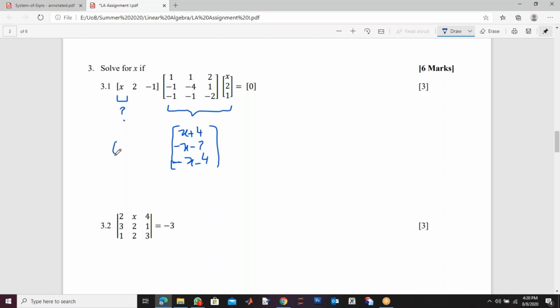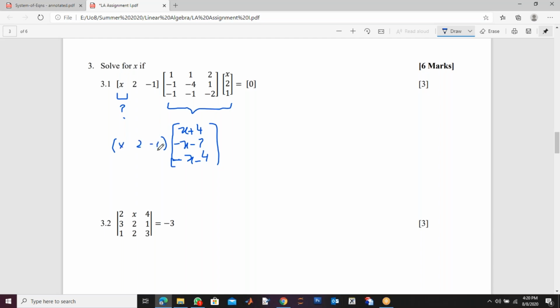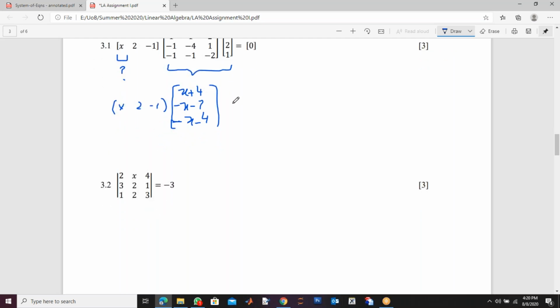But the first one is still there, x 2 minus 1. Now if you multiply it, there is just one row and one column. So x into x plus 4 gives x square plus 4x. Then plus 2 into minus x minus 7, so it becomes minus 2x minus 14. There is just one entry now. And then minus 1 into minus x minus 4, so this will become plus x plus 4.